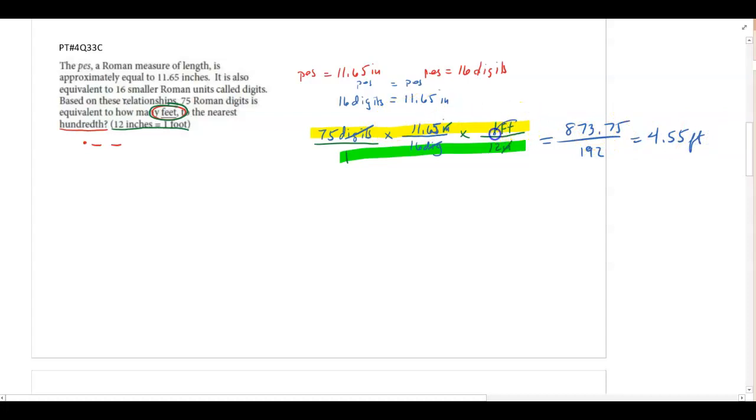Okay, because remember, the only unit I have left is feet. And if I round that to the nearest hundredth, this here is what we need to round to.